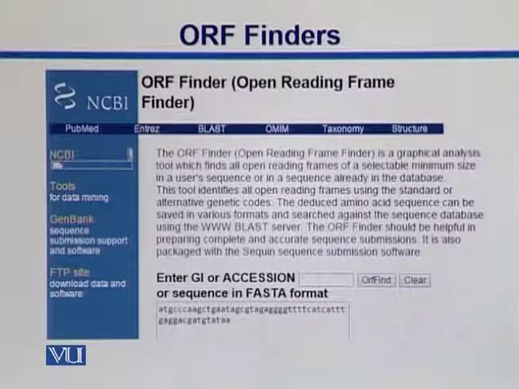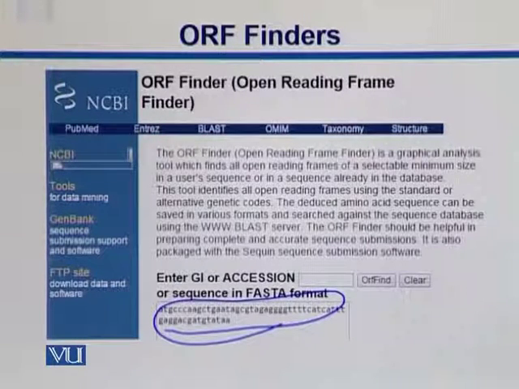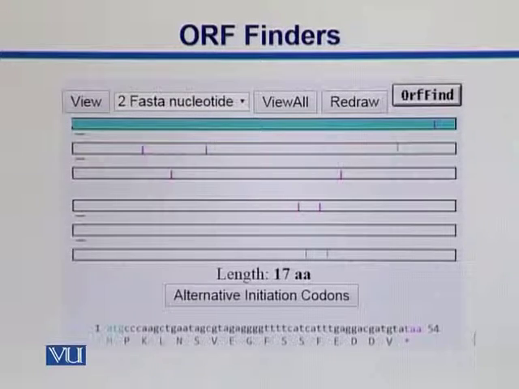If you go to the NCBI website, it is there. It's called ORF Finder, Open Reading Frame Finder. You can put your sequence into this space over there. Here you can upload your sequence, and then just click ORF find. You can clear your sequence. Sometimes you can enter the gene number or accession number here, and it will get the sequence by itself. When you click ORF find, it will give you these different reading frames.